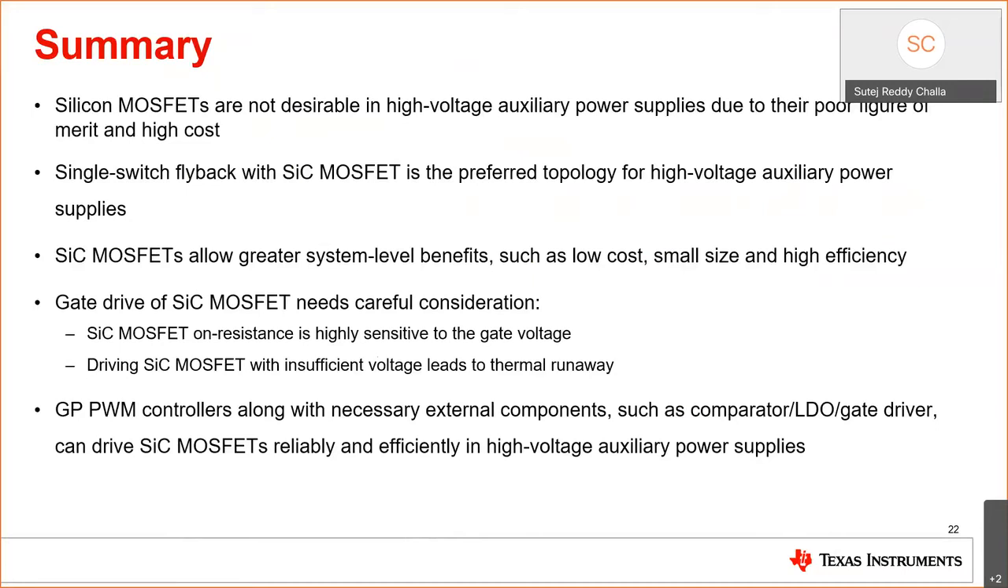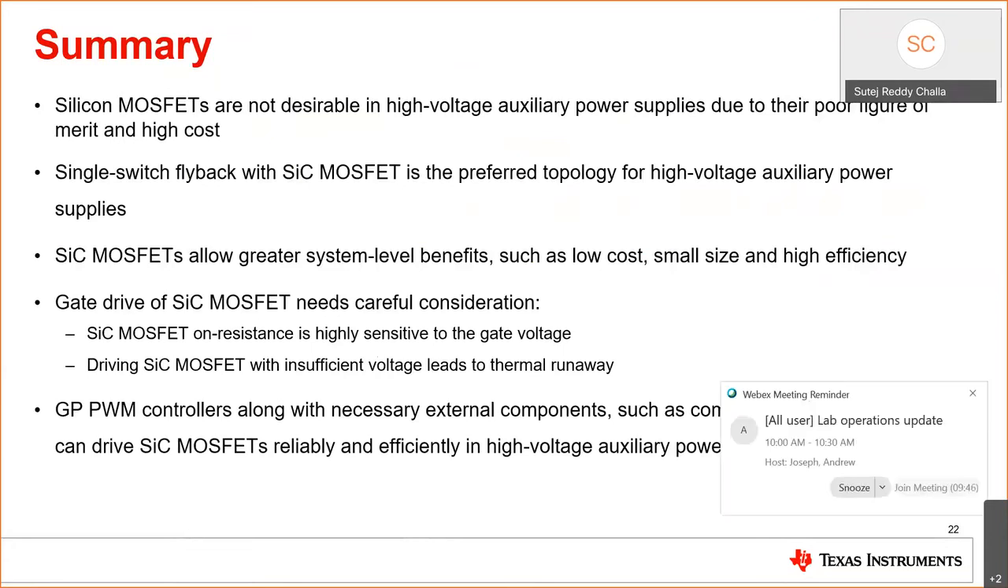The SiC MOSFET allows greater system level benefits like low cost, small size, and high efficiency because of higher switching frequency operation. And the gate drive of the SiC MOSFETs needs careful consideration. Since the on resistance of the SiC MOSFET is highly sensitive to the gate voltage, the SiC MOSFETs have to be driven at near their VGS max voltage. And secondly, the UVLO turn-off threshold of the controller has to be high enough so that the zero temperature coefficient voltage is less than the turn-off voltage of the controller.